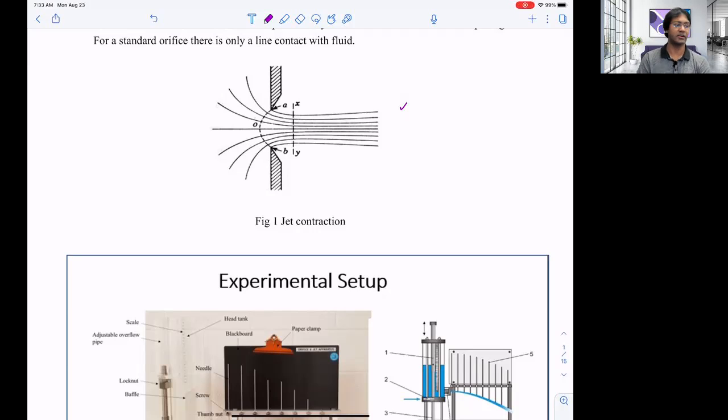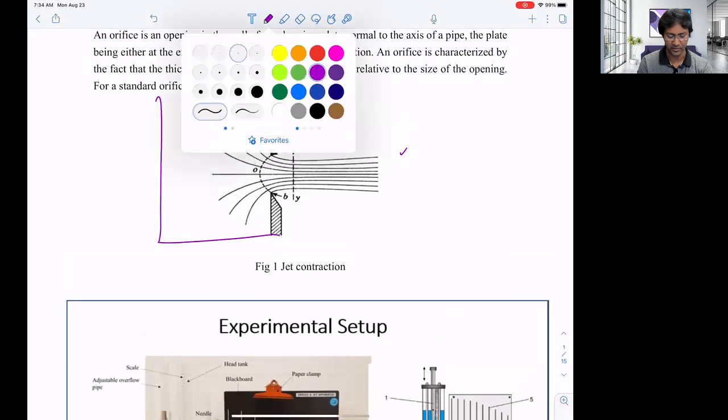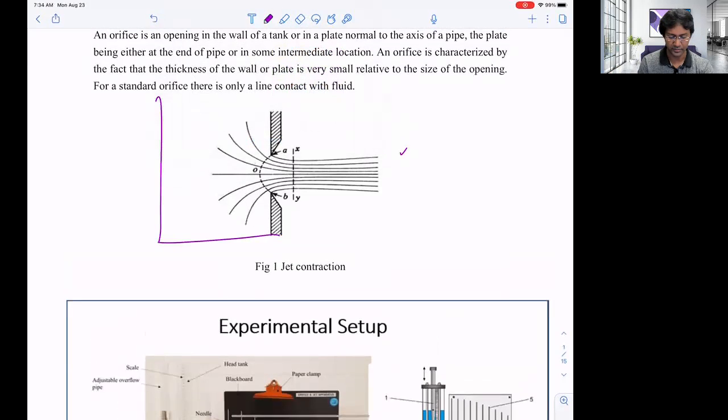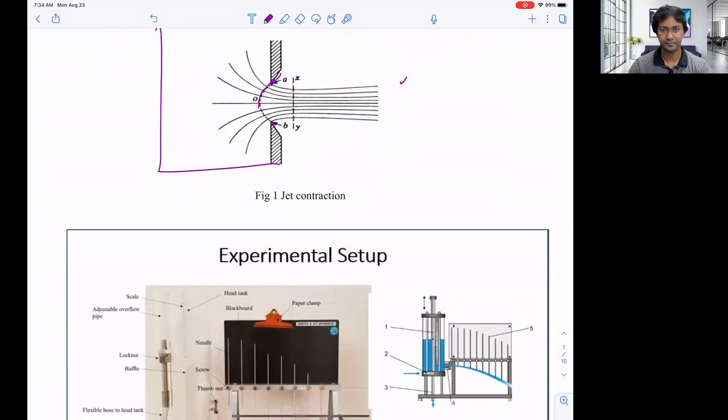By definition, it is nothing but an opening in the wall of a reservoir or a tank, and it should be perpendicular to the direction of the flow. For example, we have a tank here, this one, and then we have that opening here, and water is flowing, right? We have an opening and it is pretty sharp, and water is flowing that way.